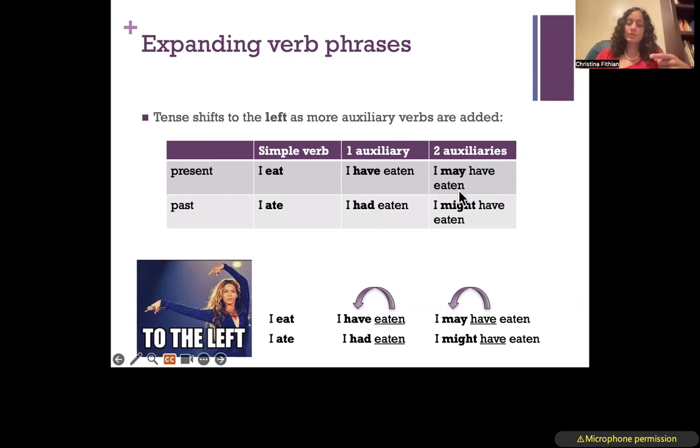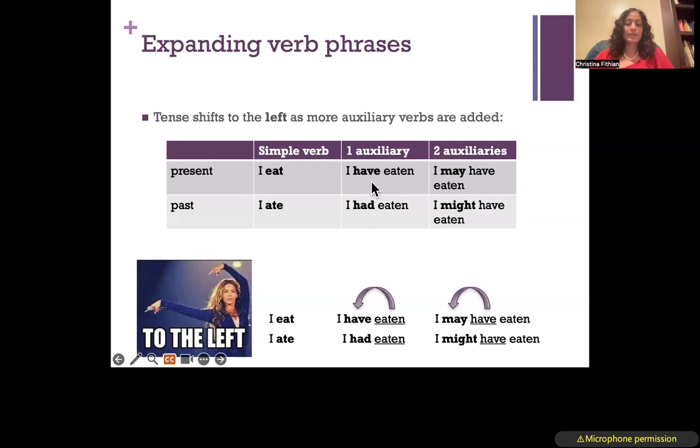Now we can add more auxiliaries. I may have eaten. Now may and might, these are modal auxiliaries. And it's a little strange to think about these things as having tense, but they do, because the leftmost auxiliary must carry the tense. If you have no auxiliary, it's just carried on the main verb. But the leftmost auxiliary will always carry the tense. So modals, if they're added to any verb phrase, are always going to be the leftmost auxiliary. And so they do have tense.